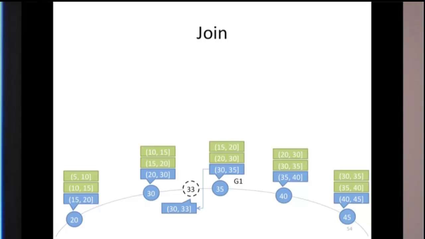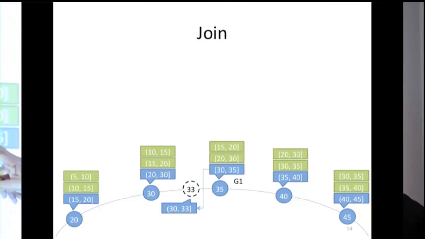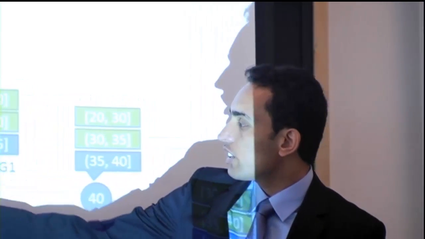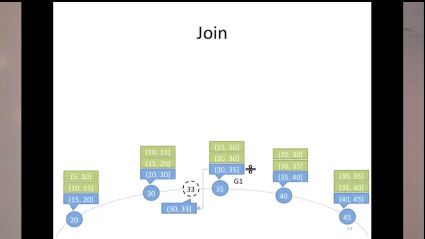Let's see all the changes that have to be made. The first group that needs to be changed is this group 30 to 35, which was stored here, here, and here. Now, this node is responsible for keys from 30 to 33. So these keys should basically move in here, from 30 to 33. At the same time, this node here should divide this range into two: from 30 to 33, because now it's its responsibility, and from 33 to 35. Divide them into two ranges. This node should do the same, 30 to 35.